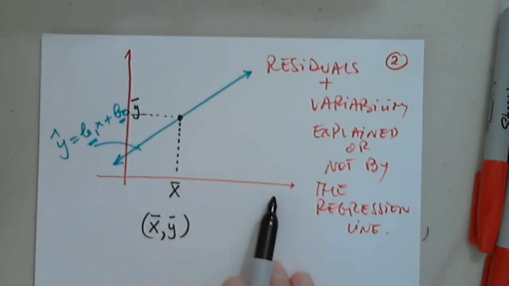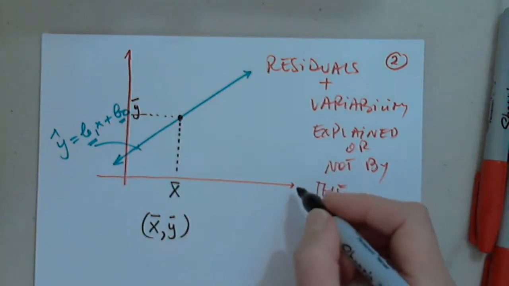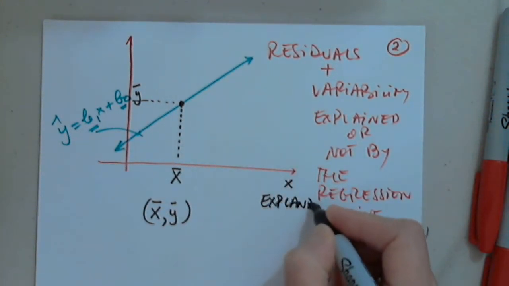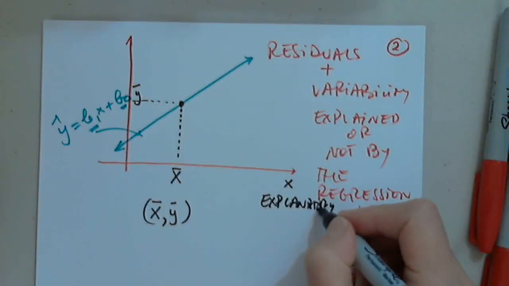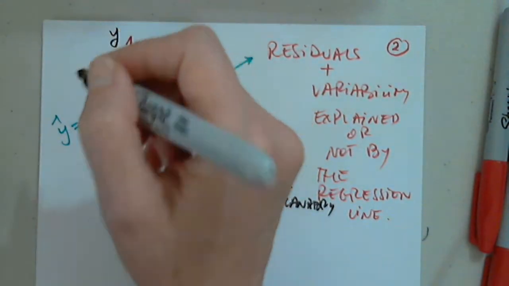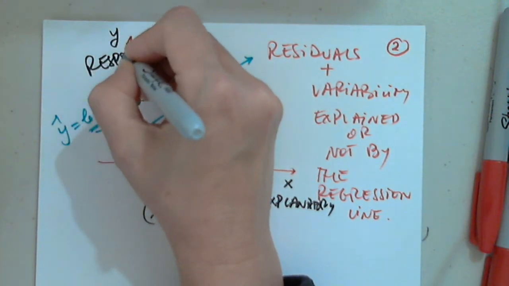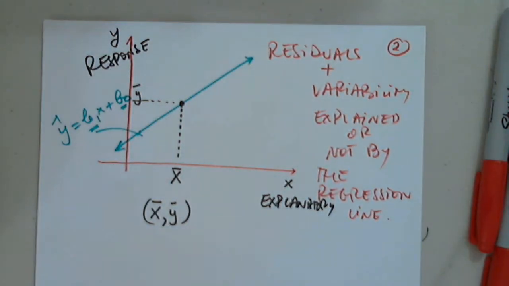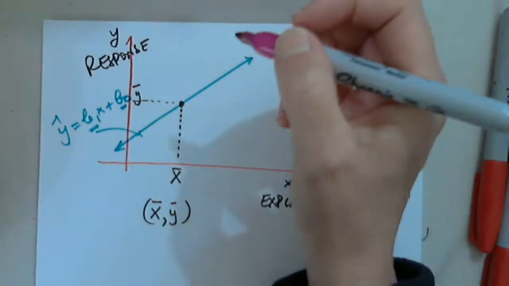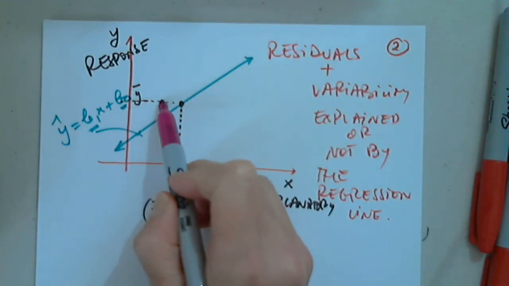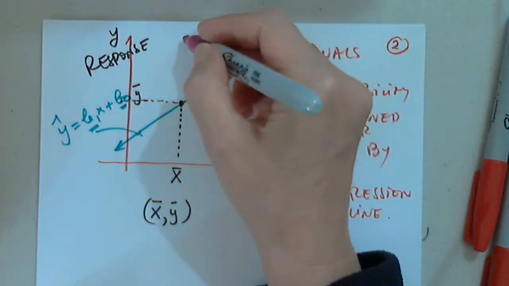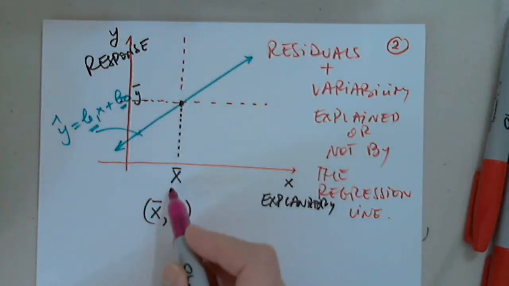X bar is the mean of the x values, and y bar is the mean of the y values. This is x, which is basically called the explanatory variable, and here is y, which is called the response variable. And we have the cloud here. I'm not going to plot the whole scatter plot, but I want to plot one point. I'm going to draw a horizontal line through y bar and a vertical line through x bar.